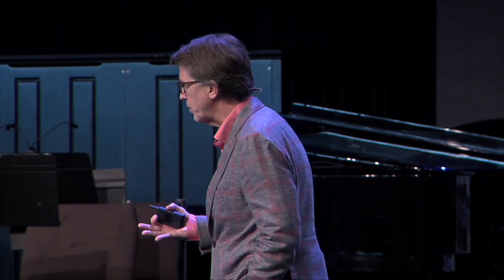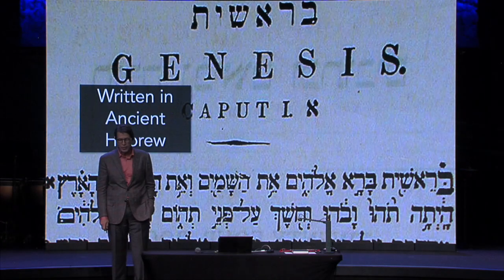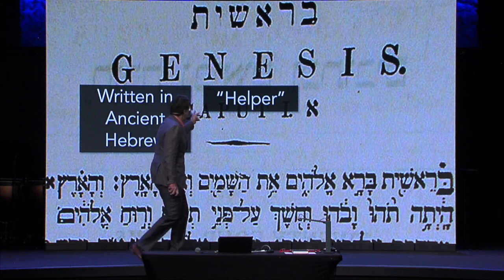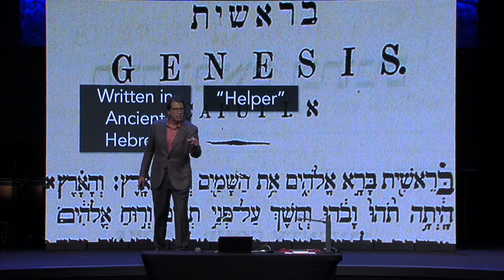Now, we've got some extra insight here if we're looking at this. And remember, it's written in ancient Hebrew, ancient vocabulary, ancient understanding. And because of that, we can learn a few things about it that are fairly important. One of which, by the way, is not helper. Let me go back to Eden, the Garden of Eden.